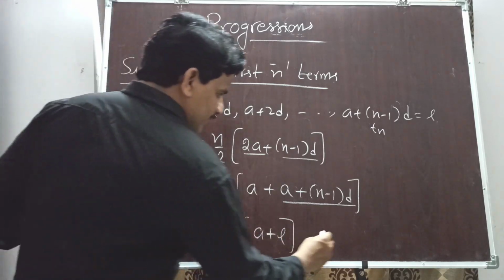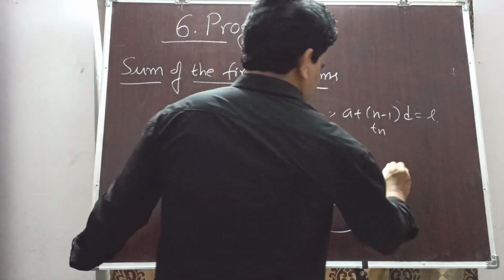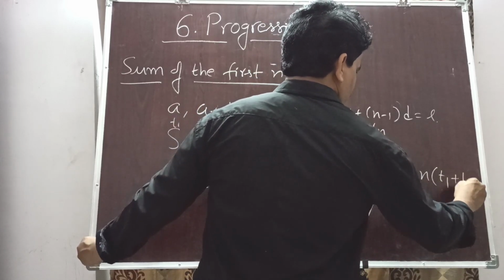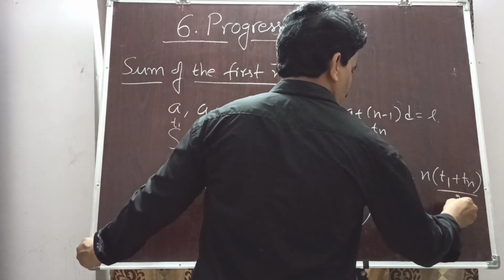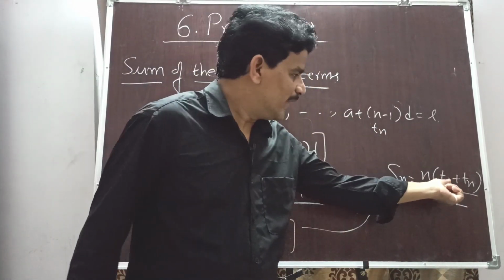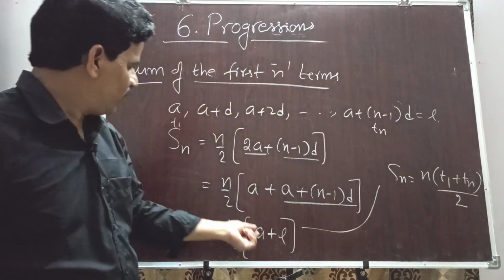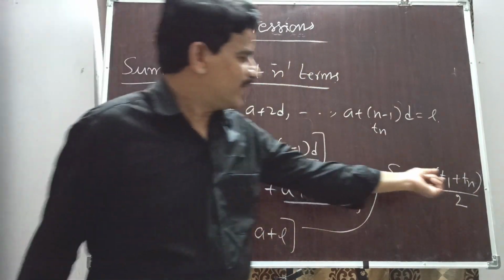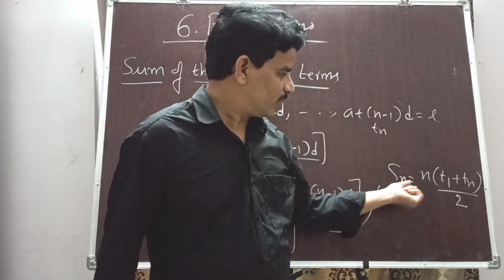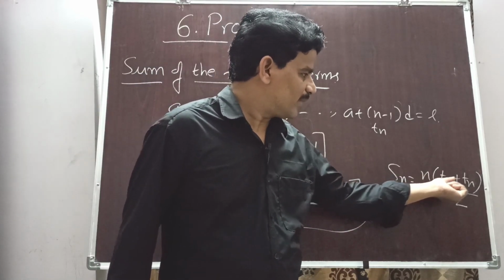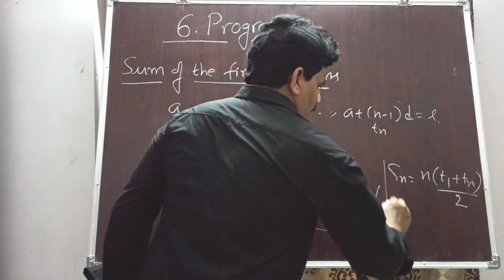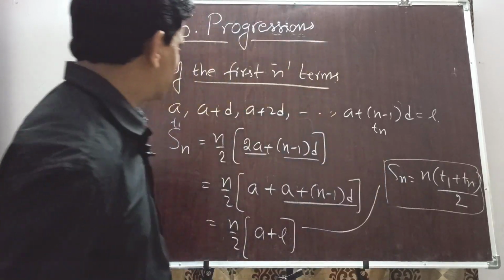I can also write it like this. Sn is equal to n into t1 plus tn by 2. What is t1? t1 is a. What is tn? The nth term, L. Therefore Sn is equal to n into first term plus last term divided by 2. This is also a very, very important formula in POLYCET.